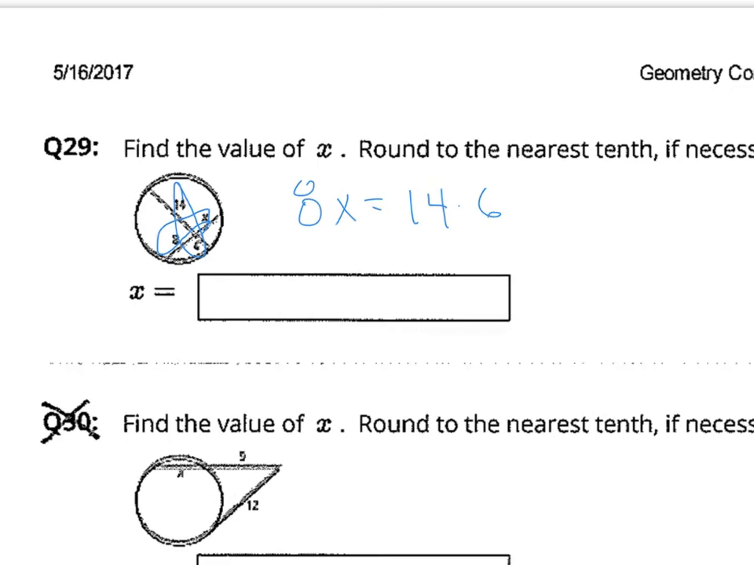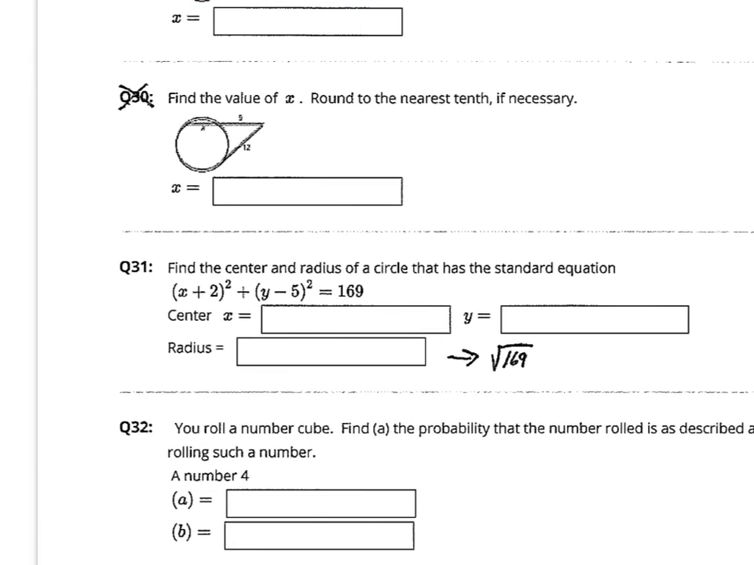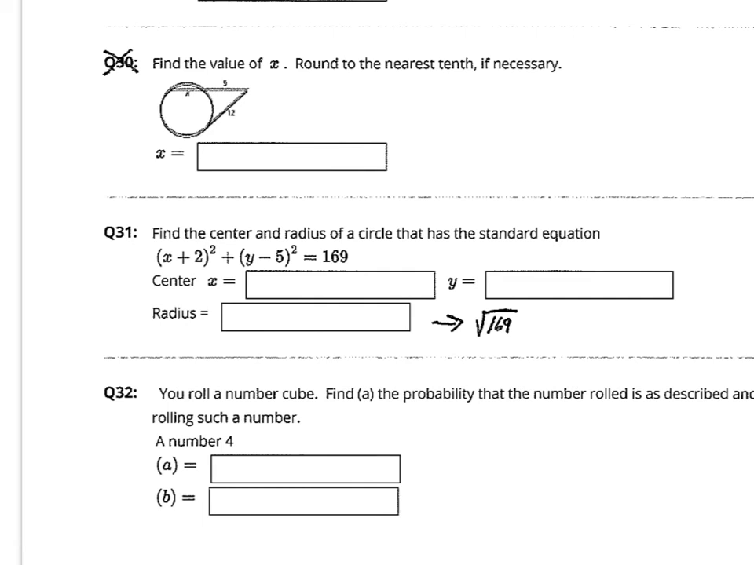We are skipping 30, going on to 31. So to figure out the center of this circle, all you have to do is look at these numbers. This is your x, this is your y, and make them the opposite. For your radius, take the square root of 169. That's your radius.